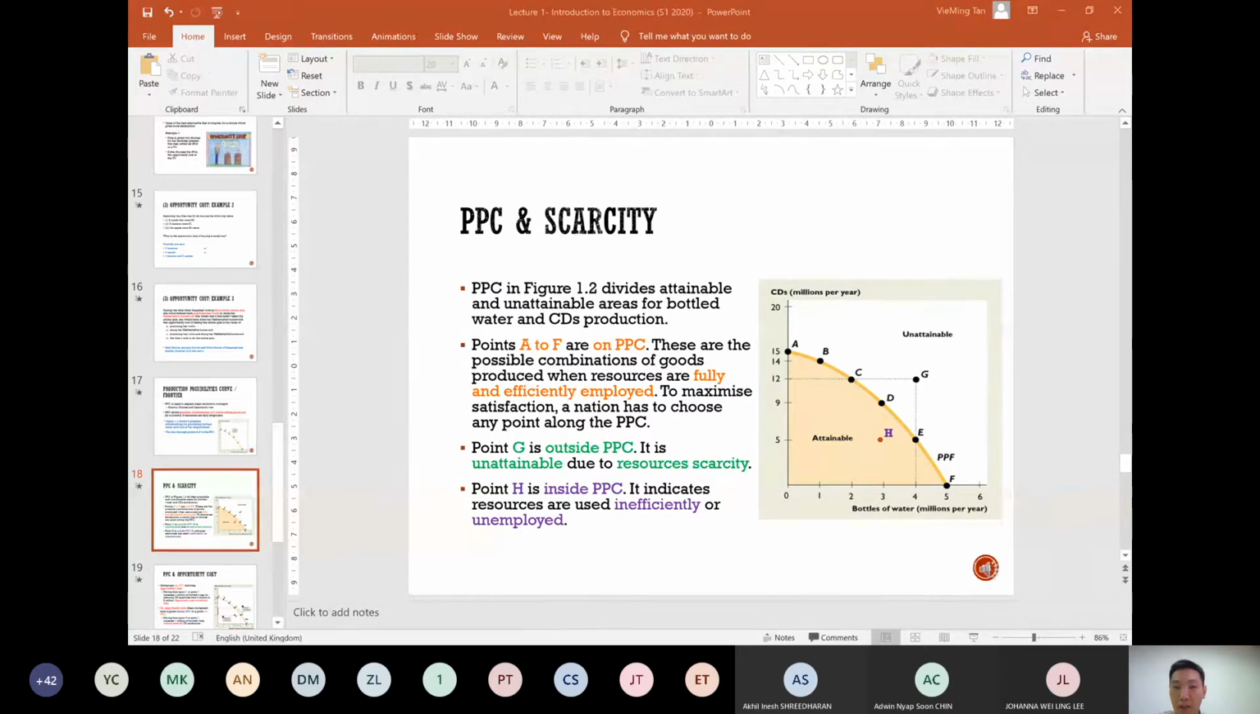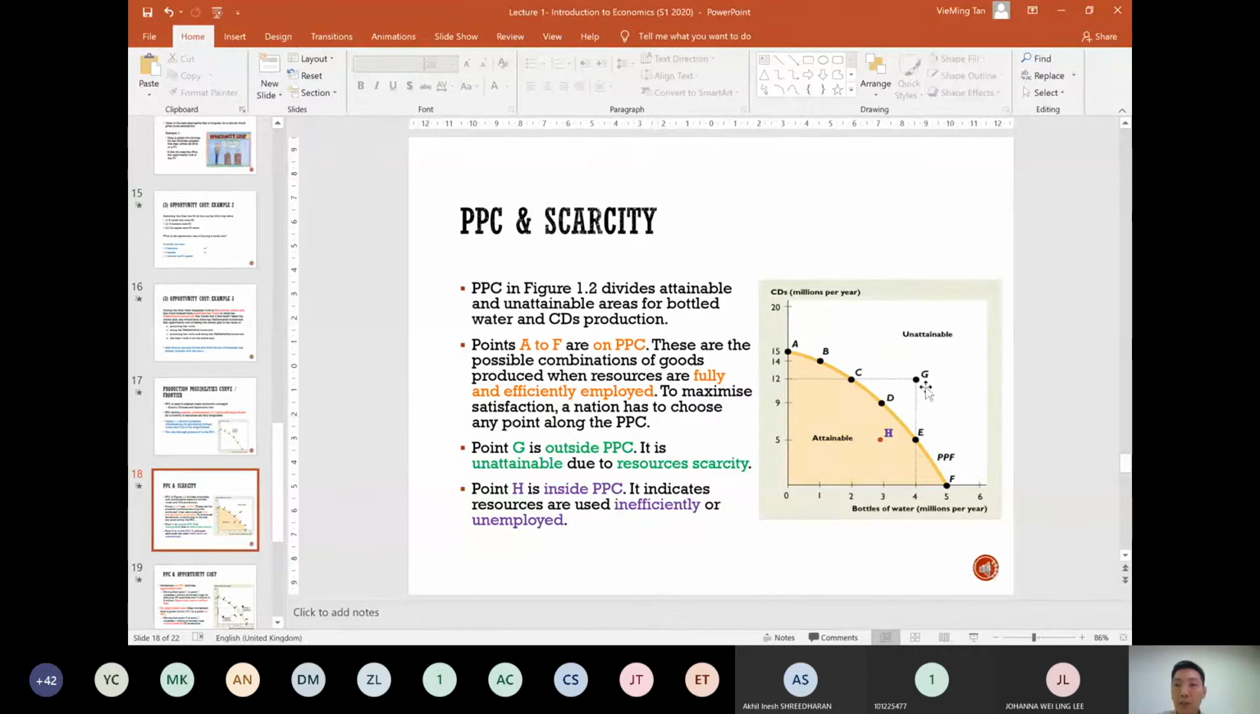Okay, I'd like to test your understanding on point G. So what is the problem of point G? Unattainable. Why not attainable? Because limited resources. Yes, correct. Because the country has limited resources to achieve point G, not enough resources. Okay, good.